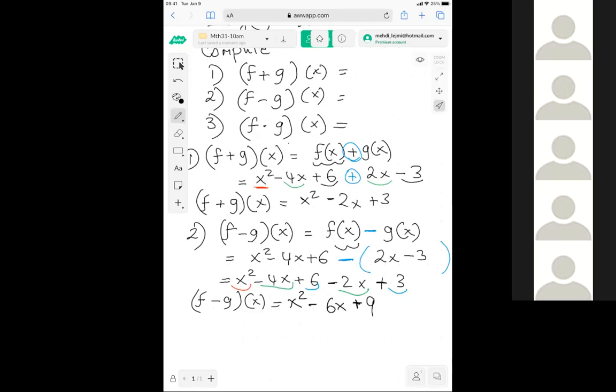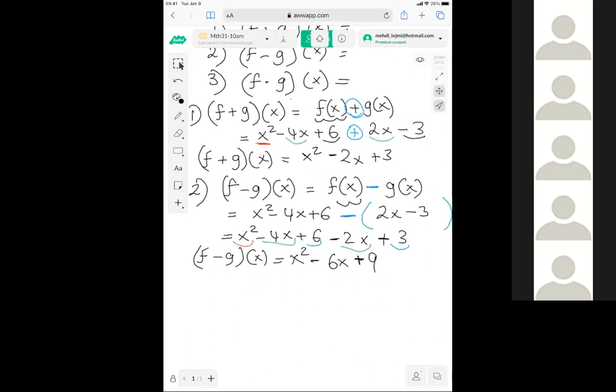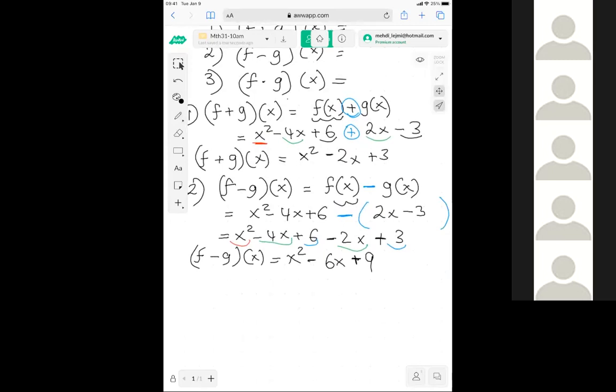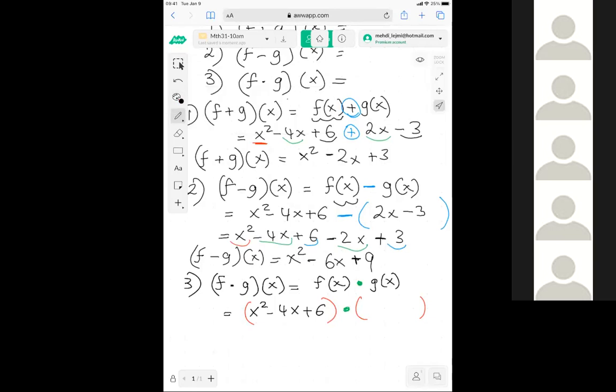So for number three, there are more computations because it's a multiplication, right? Here's my number three. It's f times g, where the dot again means multiplication. So that's f of x times g of x. My f of x is x squared minus 4x plus 6, and I'm going to need parentheses for both here. Then we have multiplication, and again parentheses for g of x. Here's g of x, which is 2x minus 3.